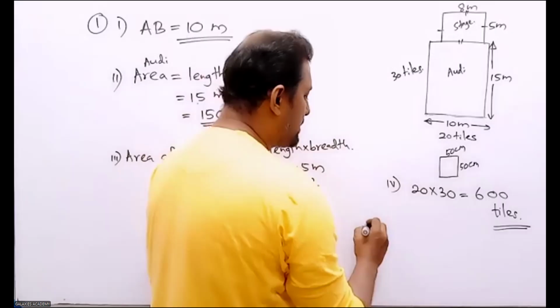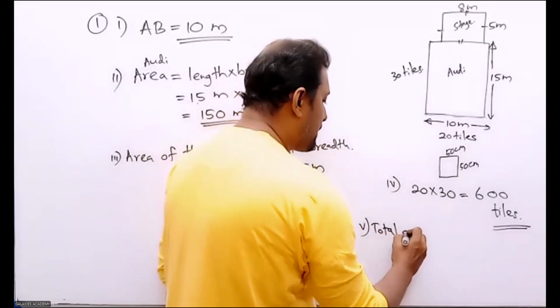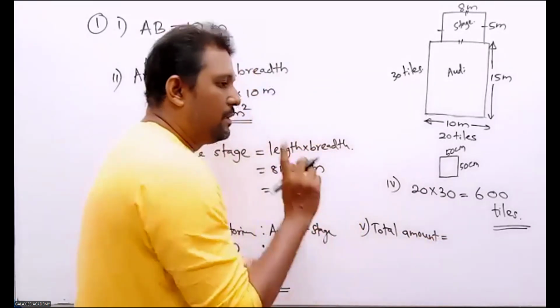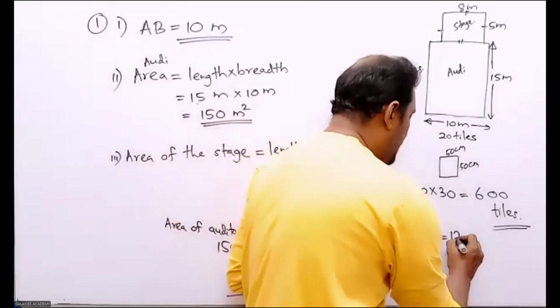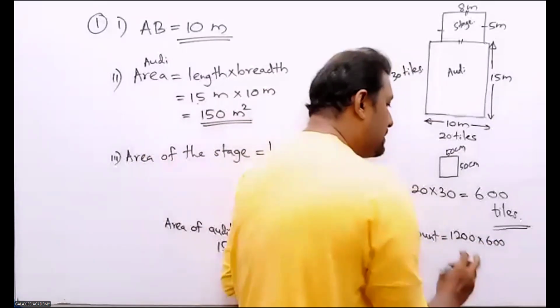600 tiles. So the total amount is equal to the price of a tile, 1,200, times the 600 tiles we need.